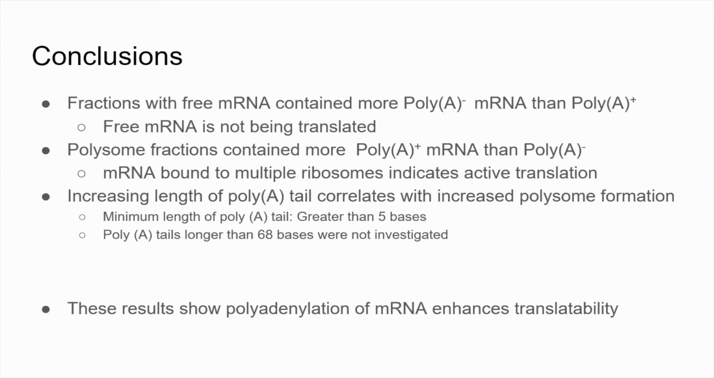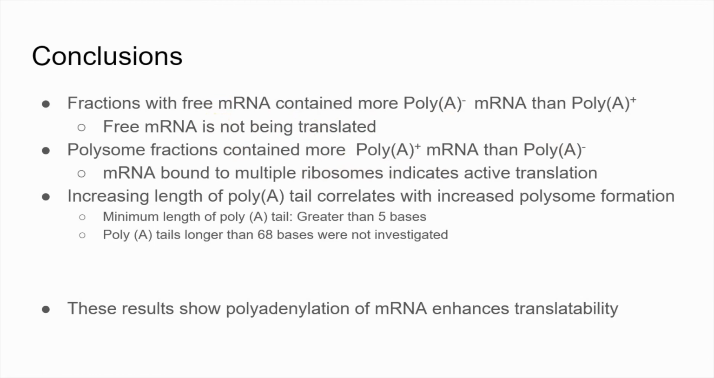So let's sum up what was shown in this data. In the free mRNA fractions, there was more poly-A minus mRNA than poly-A plus. And remember that free mRNA is not being translated. In the polysome fractions, meaning that the mRNA is being actively translated, there was more poly-A plus mRNA than poly-A minus. Furthermore, increasing the length of the poly-A tail correlated with an increased polysome formation.